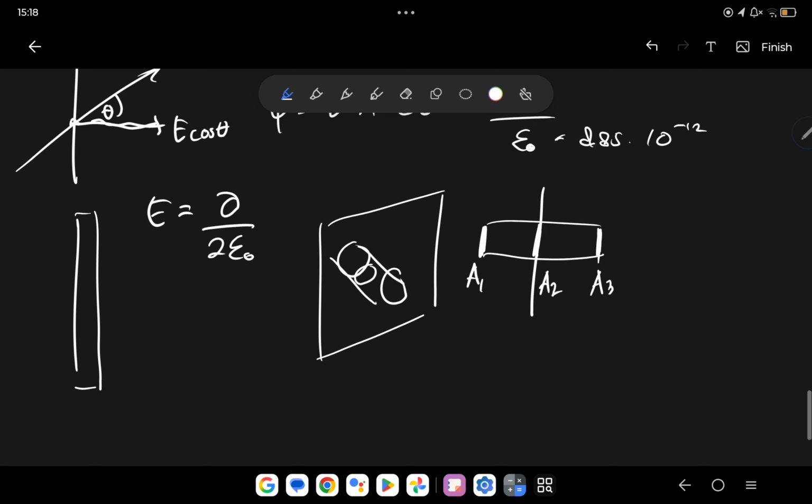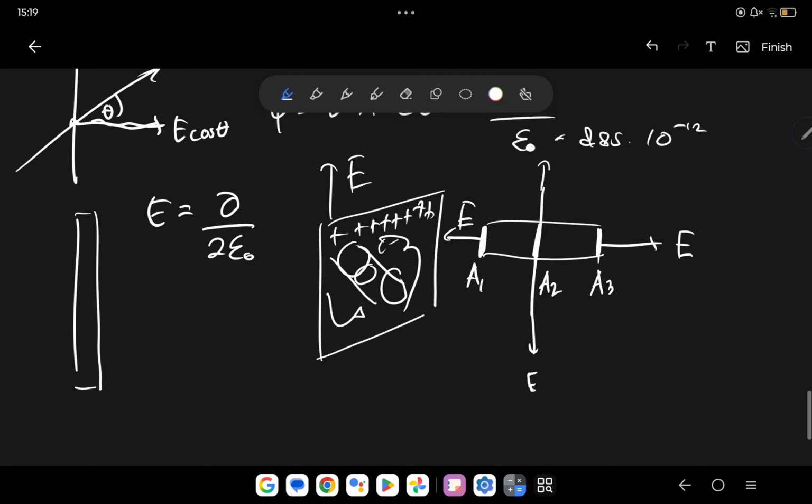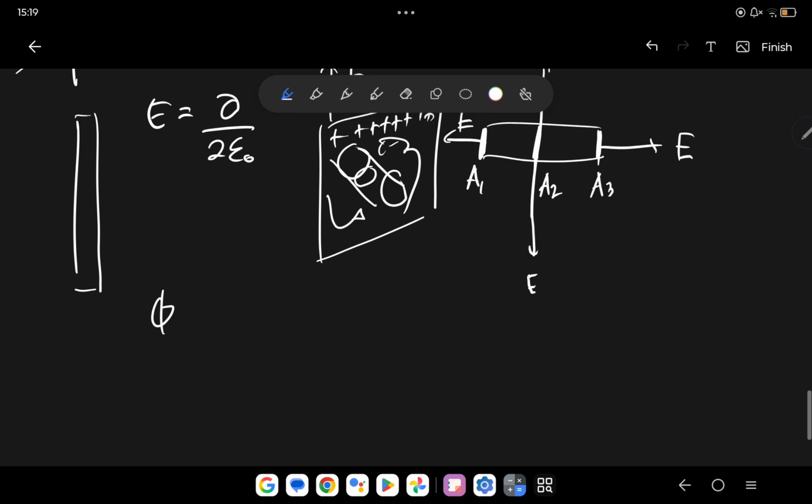Now, this plane has some charges, and because it has charges, it has aura. It has E. So the E will point outwards from this one, outwards from this one, and it will point towards the direction of this one. Let's call it that way. So if we look at the flux, the total flux of this cylinder will be from the first one, the second one, and the third one, right?